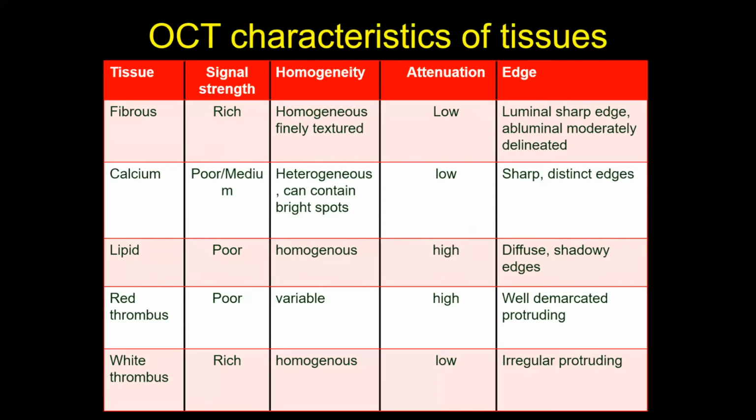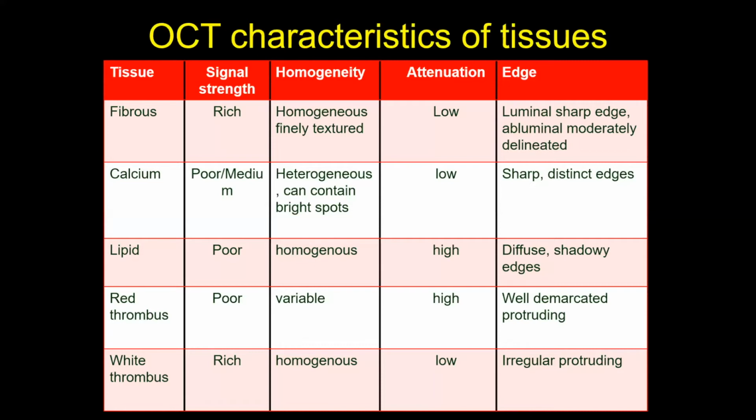The OCT characterization of the tissues. So fibrous tissue, we have already seen on IVUS that it's usually homogeneous and it's usually bright. It's signal rich, it's a bright homogeneous structure. It does not obstruct the light passing through it. So it's low attenuation, you can see beyond the fibrous structure, and usually the edges are clear. So if you see a bright homogeneous layer and you can see beyond that layer, that's usually a fibrous plaque.